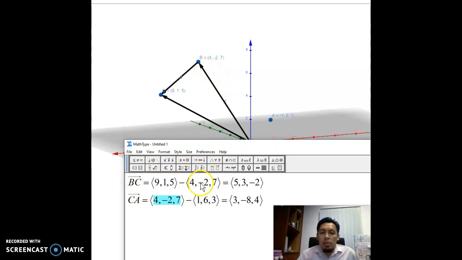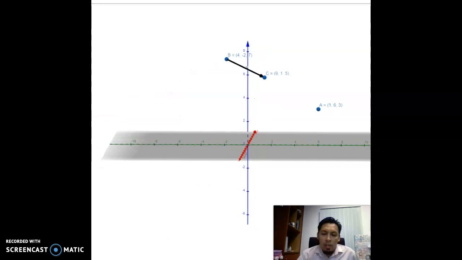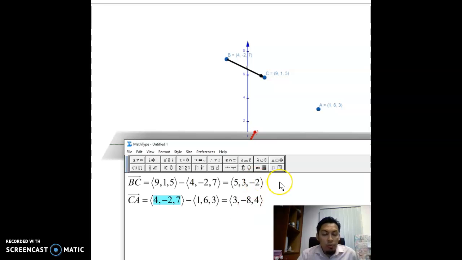So the question is actually interested in finding these two. This is the answer graphically, and this is the answer numerically. Of course, you don't need to draw it down. I just want to show you to have a sense, right? What does it mean by vector in terms of graphic?